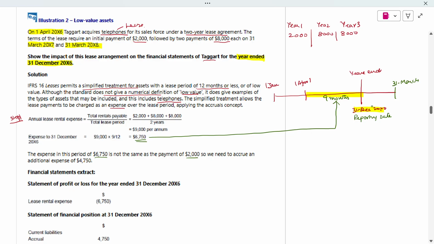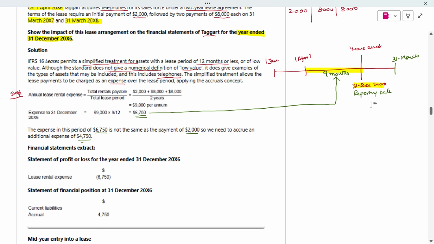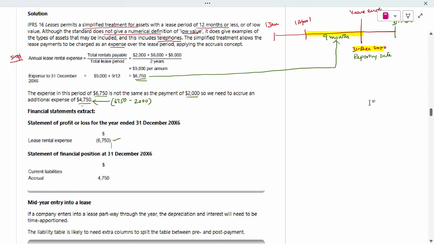So we need to accrue an additional expense. How much are we going to pay? We are going to pay 2000. Still we have to pay the difference amount, 6750 minus 2000. In the statement of profit and loss account, we will put it as 6750, whereas in the financial statement, we will show it as an accrual, as outstanding.